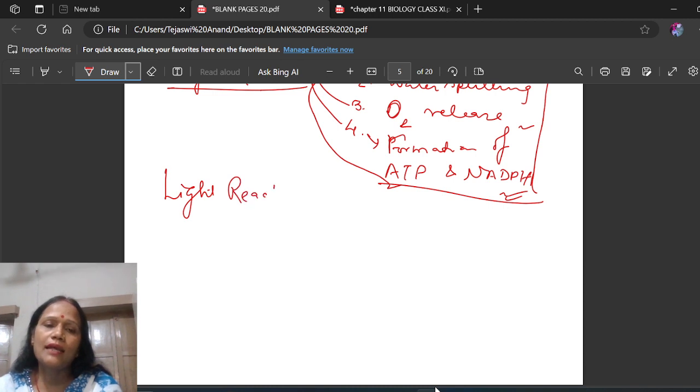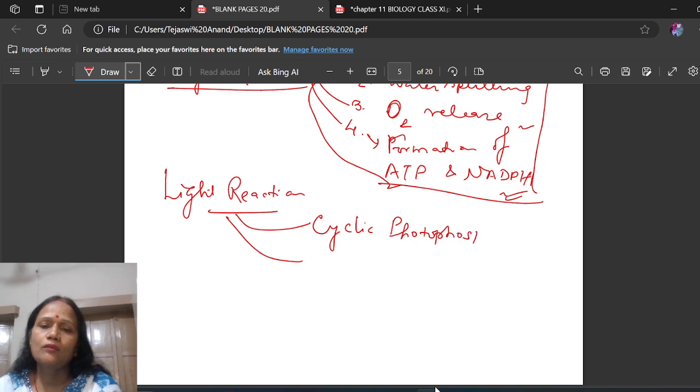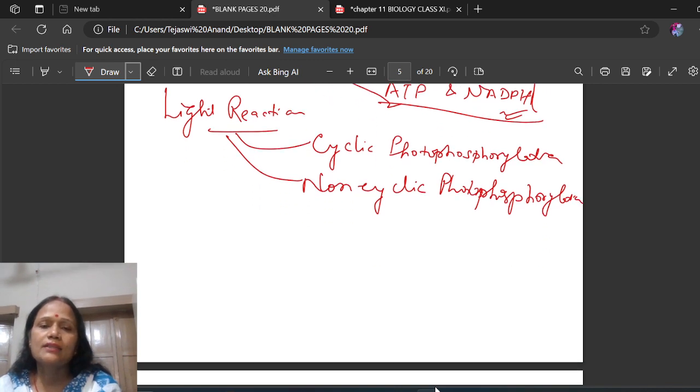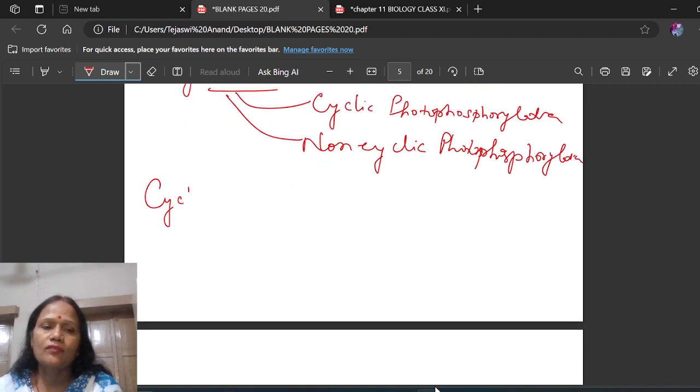अब light reaction भी 2 phases में complete होता है। एक होता है cyclic photophosphorylation, और दूसरा होता है non-cyclic photophosphorylation। Now you can understand what is cyclic photophosphorylation.